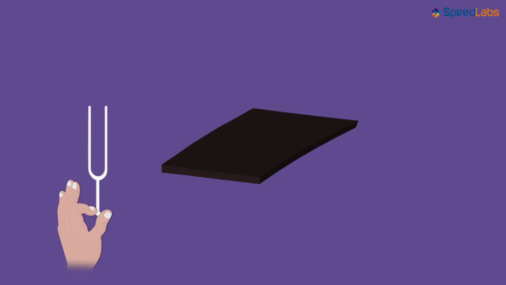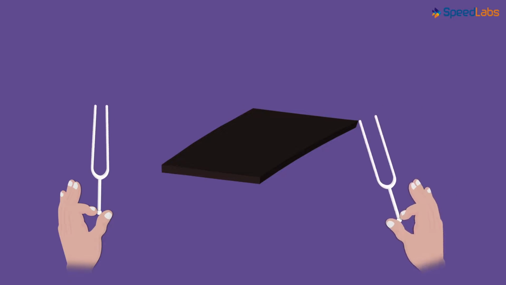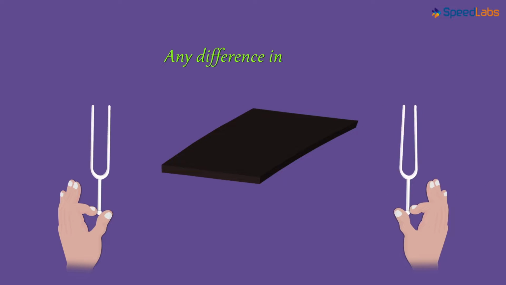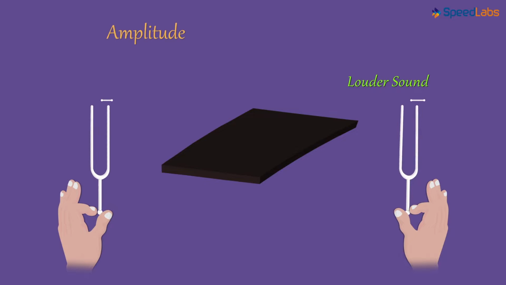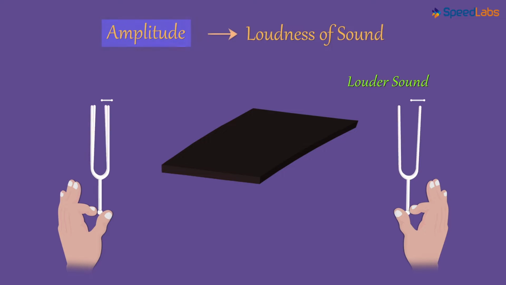If you strike the tuning fork gently on the rubber pad, you will hear some sound. But if you strike it harder, will there be any difference in the level of the sound that you hear? Yes, the sound will be louder. Why? It's because the source is vibrating with larger amplitude. Yes, the amplitude of source defines the loudness of sound. More the amplitude of sound, more will be its loudness. Since the source vibrates with larger amplitude, it means that the particles of the medium will also vibrate with larger amplitude.